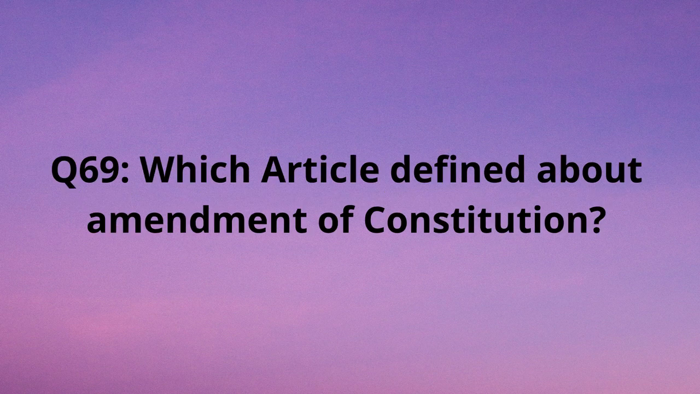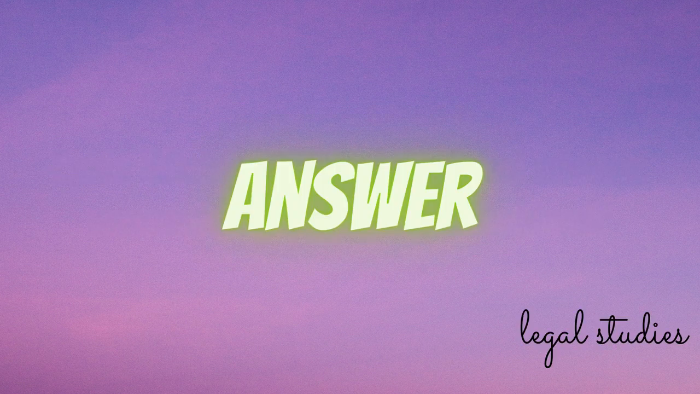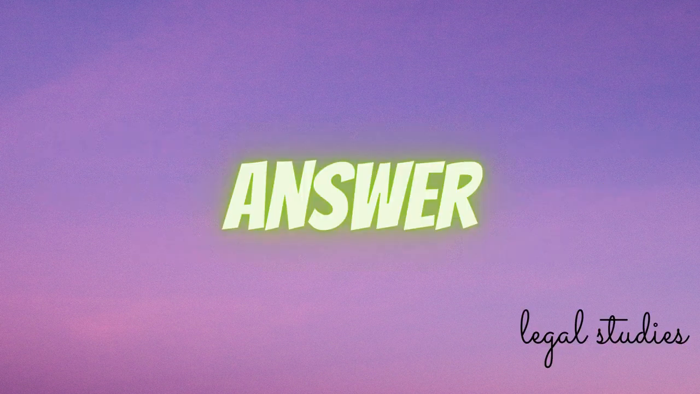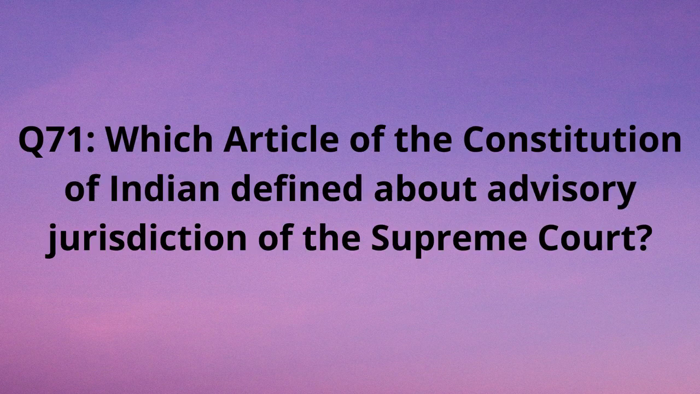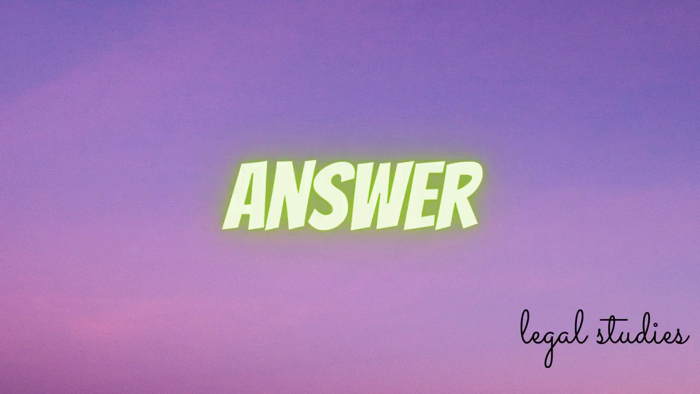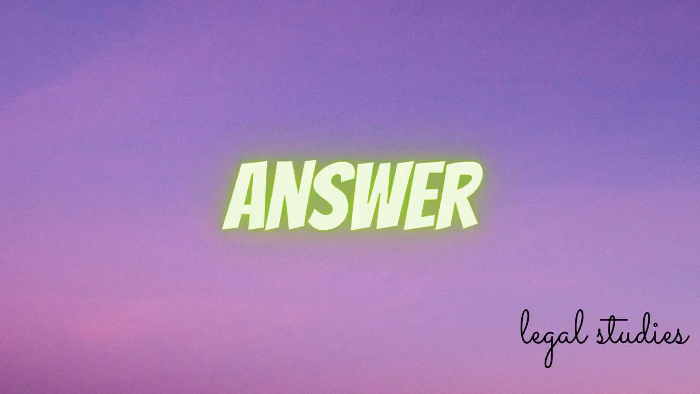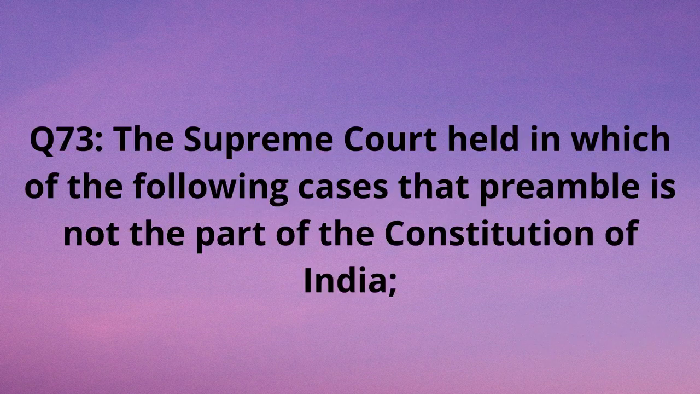Question 69. Which article defines amendment of Constitution? Answer 69. Article 368 of the Constitution. Question 70. Which article defines the constitution and establishment of Supreme Court of India? Answer 70. Article 124. Question 71. Which article of the Constitution of India defines advisory jurisdiction of the Supreme Court? Answer 71. Article 143. Question 72. Original jurisdiction of the Supreme Court is contained in? Answer 72. Article 131.